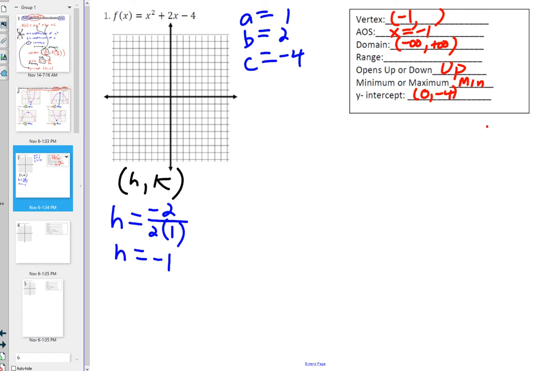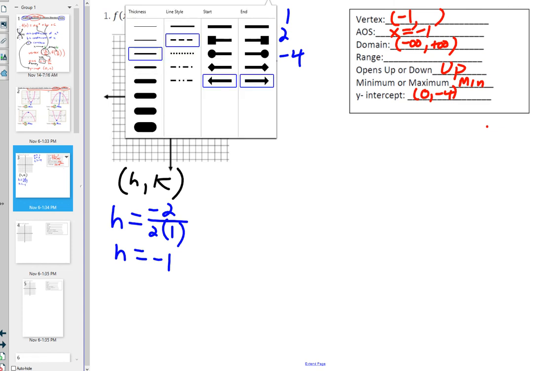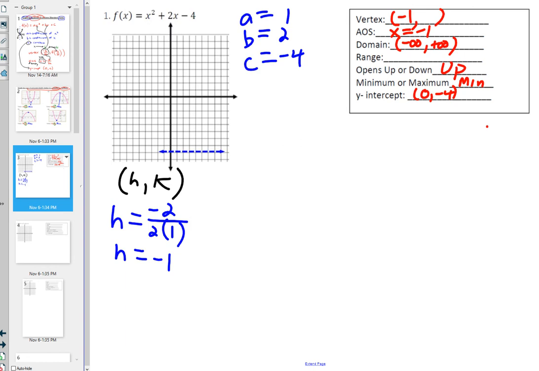If I were to draw that now, I told you I wanted to leave the graph for the end, but might as well just draw this now. If I wanted to draw the axis of symmetry now, I would find negative 1 on the x-axis and draw a vertical line right through it. Parabolas have vertical symmetry. So whenever I graph the vertex, it's going to be on that line.